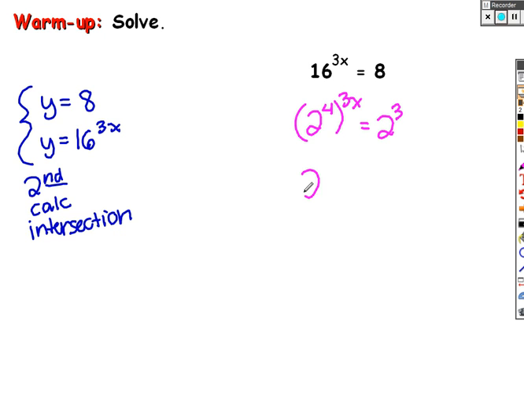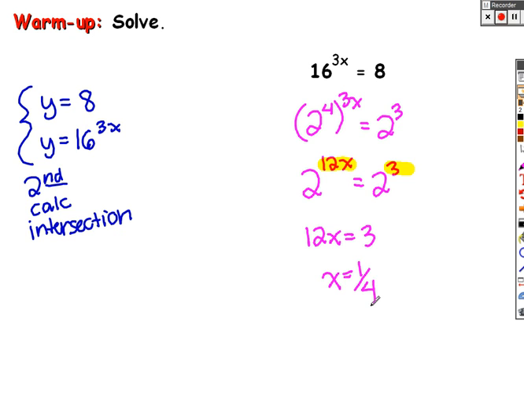If I can rewrite these as the same base, well, if 2 to the 3rd equals 2 to the 12x, then at this point the exponents have to equal each other. So x would have to equal 3 over 12 or 1/4. So those are two methods to solve this equation.